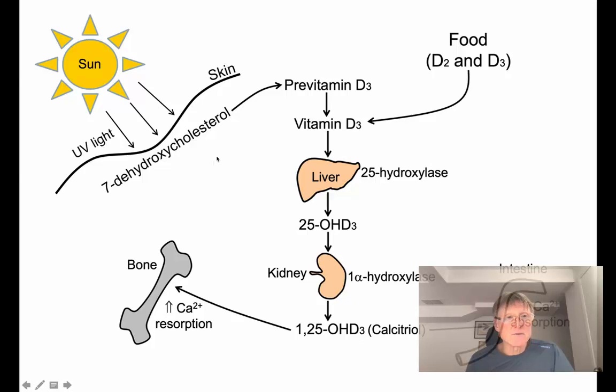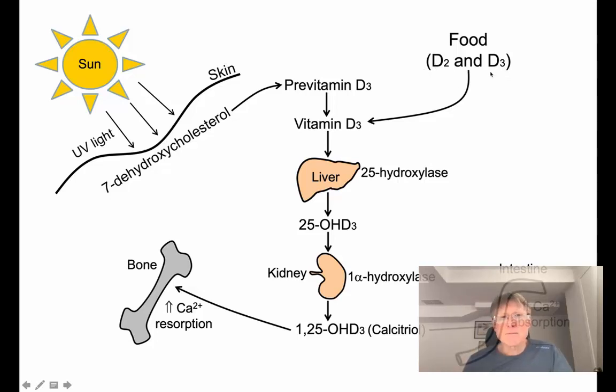So there is this conversion of 7-dehydrocholesterol, which is in your skin, into pre-vitamin D3, and this is caused by UV light. So when you expose your skin to UV light, this reaction takes place, and you form what's called pre-vitamin D3. Now, we can also get vitamin D from the food, as I mentioned before. We can have vitamin D2 that comes from plants, and D3 that comes from animal products.